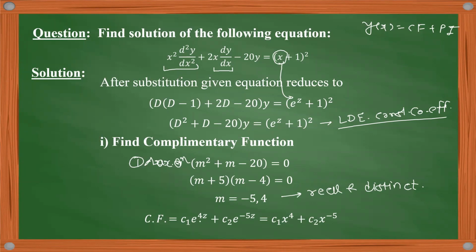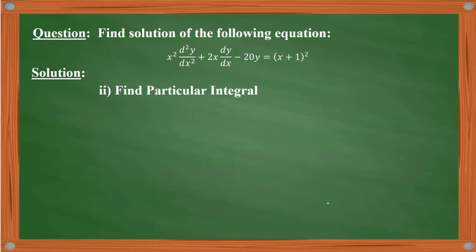Now again we have made a substitution because we have assumed this x to be e raised to z. So now just replace this e to the power z by simple x. So our complementary function will be c1 x raised to 4 plus c2 x raised to minus 5. So this is our final complementary function. So one part is done. Now let us move on to the second part, that is to find the particular integral.